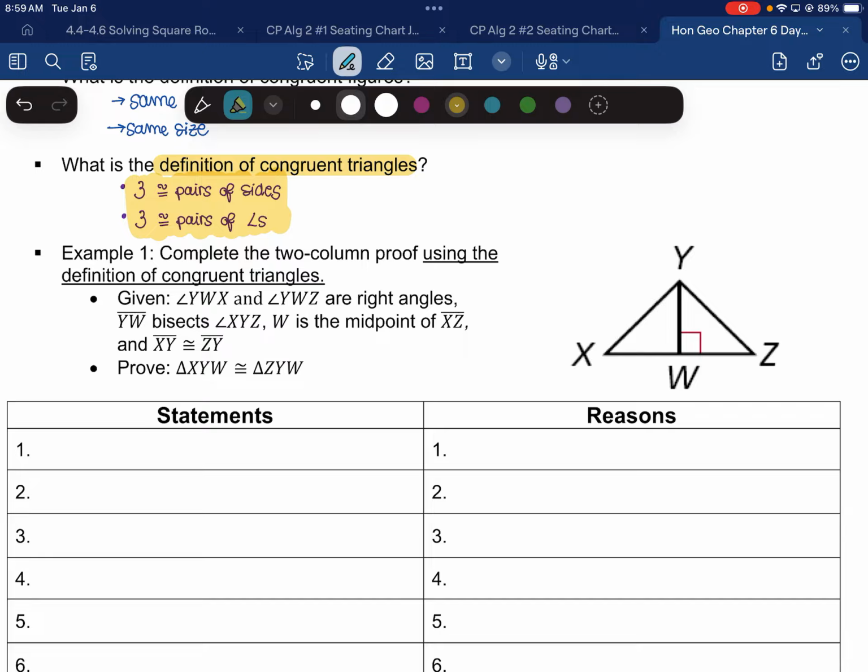So, your first piece of given information is that angle YWX, so this angle right here, and angle YWZ, this angle right here, are both right angles. That's marked for you, right? But does that statement explicitly say this angle is congruent to that angle? No. And that's what you need, right? You need 3 congruent pairs of sides and 3 congruent pairs of angles.